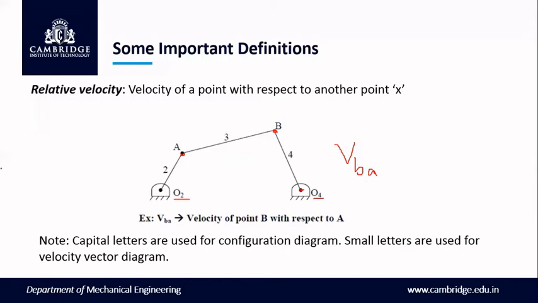And one more thing, the diagram we have drawn here is called the configuration diagram. Capital letters are used for the configuration diagram and small letters are used to draw the velocity diagram. So velocity polygons we will take up in the next slide.